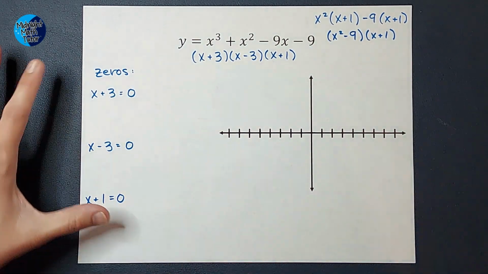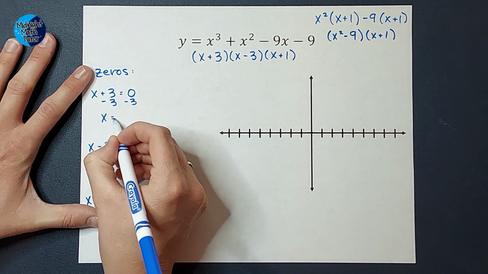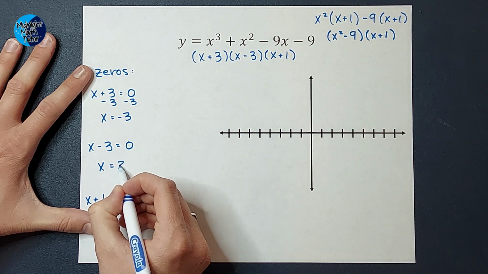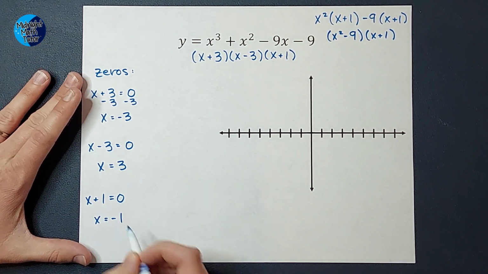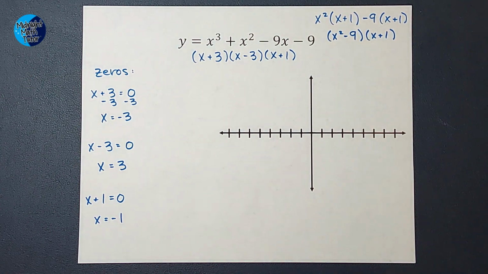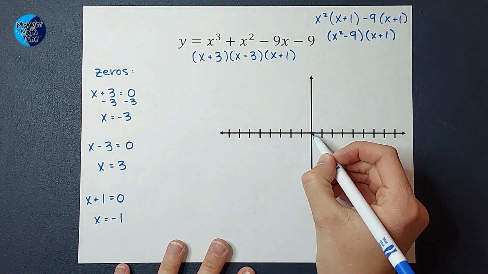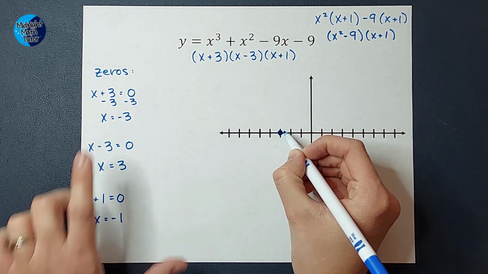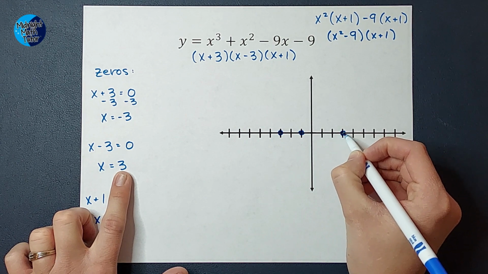Okay, so if I solve for these, I'm going to subtract 3 from both sides. I end up with x equals -3. This one I would add 3 to both sides and get x equals 3. And this one I would subtract 1 from both sides and get x equals -1. Okay, those are my zeros. So what I'm going to do next is plot those on here. So I know my graph crosses at -3, at -1, and at 3.